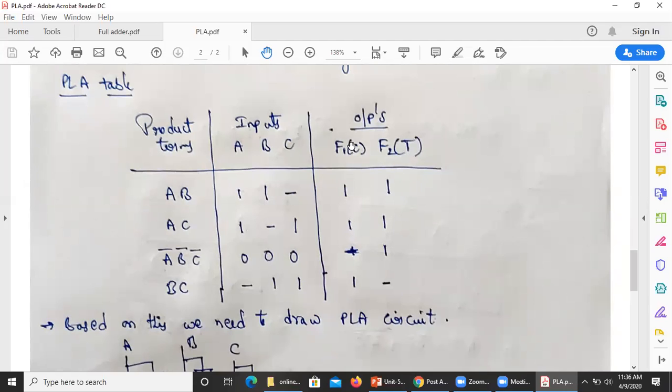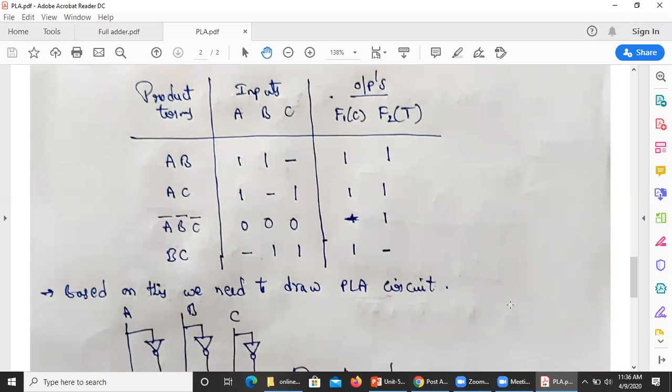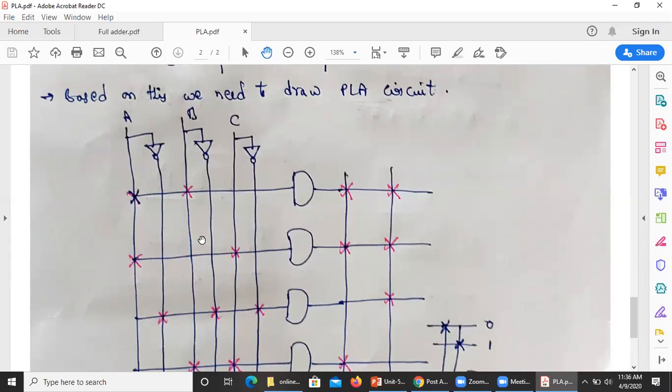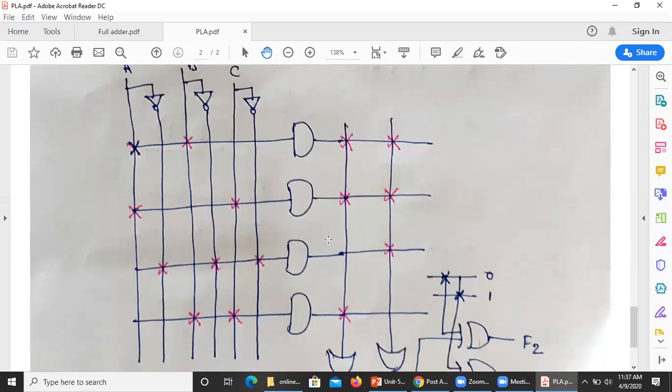So after drawing this PLA program table, there is no need to consider the equations or anything else. Based on this PLA program table only, you have to do the connections for the PLA circuit. So here, this is the PLA circuit. Here, A, B, C and A bar, B bar, C bar we are taking. One line for each AND gate. So how many AND gates we are having? 4 product terms means 4 AND gates.